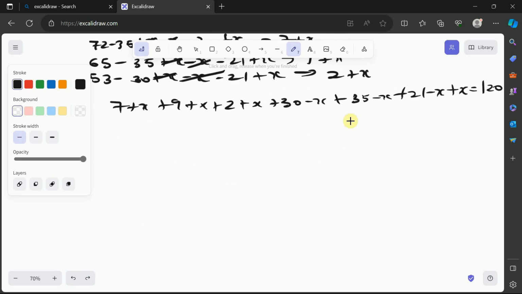So let's now add. This is 7 plus 9 plus 2 plus 30 plus 35 plus 21. This gave me 104. And then for the x part, this will be 1 plus 1 plus 1, then minus 1, minus 1, minus 1 plus 1. So I'm taking each of the x to be 1, just for ease of calculation. So this gave me plus x is equal to 120. So my x here is equal to 120 minus 104, and that gave me 16. So our x, which is the intersection of the 3 of them, is actually 16.